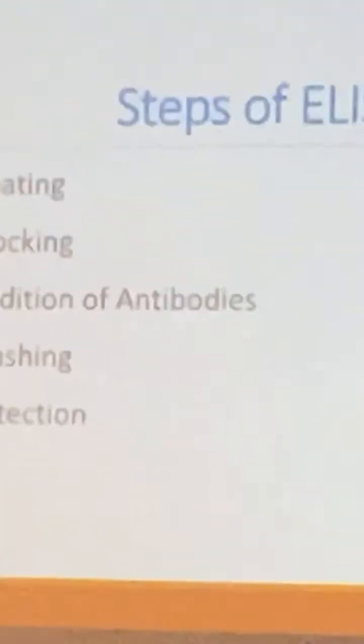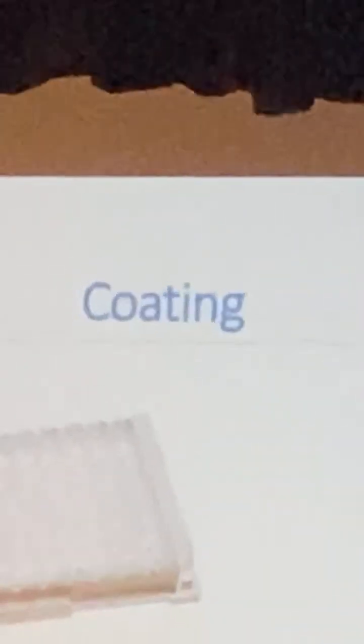So excellent. Let's quickly review the steps of ELISA: coating, blocking, addition of antibodies, washing and detection. Coating these days, whatever kits come, they are pre-coated. In those days, people used to coat overnight. No need for you to do that trouble. It's pre-coated antibodies that are coming. So blocking, what is blocking?